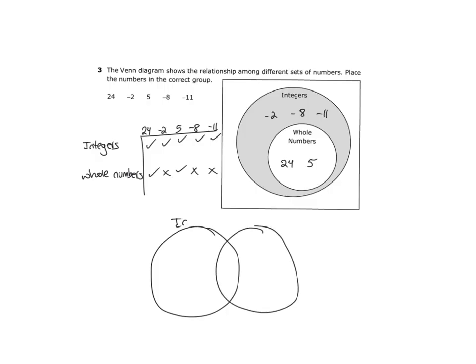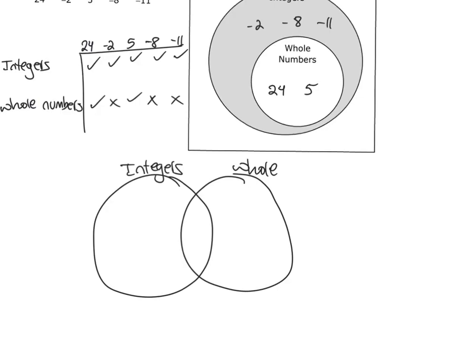So here we would have integers, and here we would have whole numbers. And then 24 and 5 would be in the overlap because they're both integers and whole numbers. But negative 2, negative 8, and negative 11 would be in the integers only section because they are integers and they are not whole numbers.